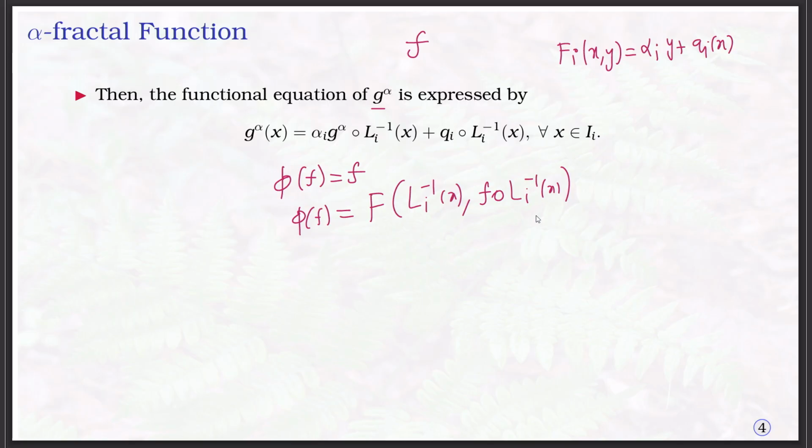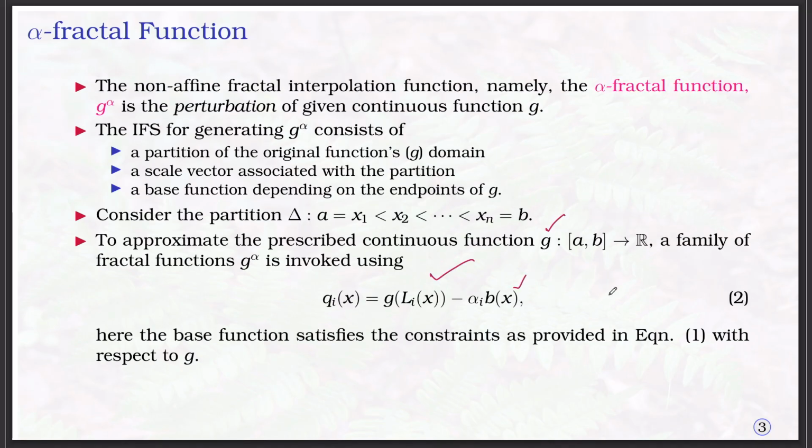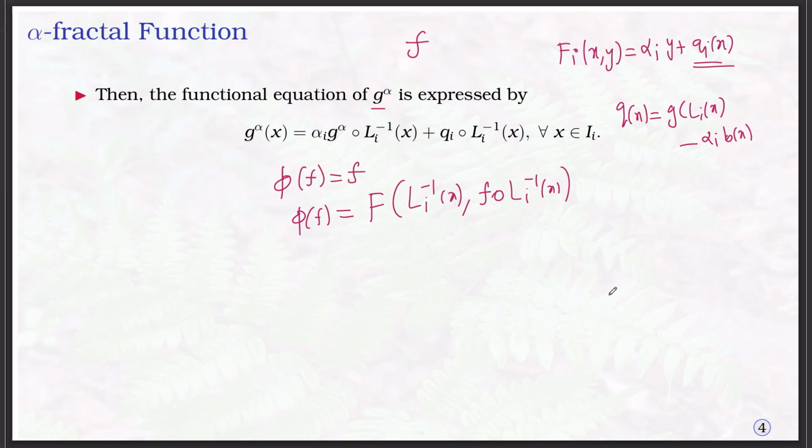Now we are taking q of x in the special form g of Li of x minus b of, we are taking g of Li of x and alpha I times b of x. This is the special form of q of x given in equation 2. Now if f satisfying this functional equation means that f of x can be written in this form, that this f form is given here.